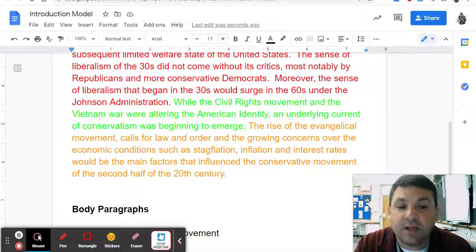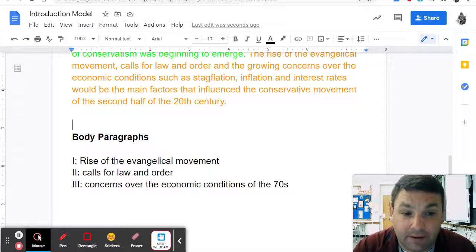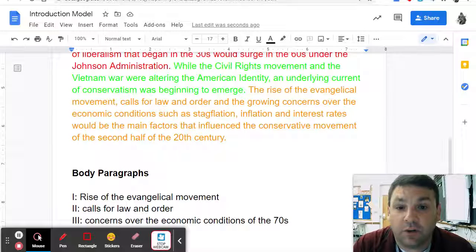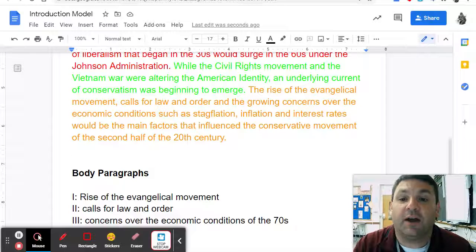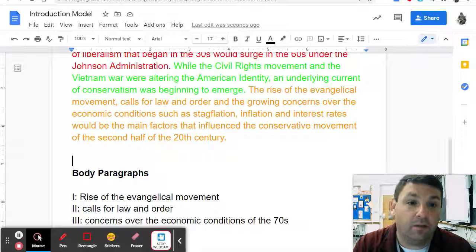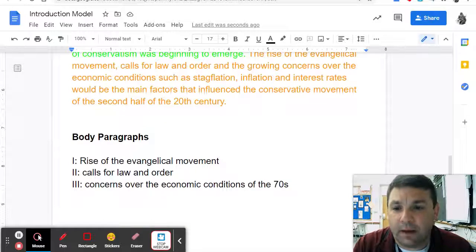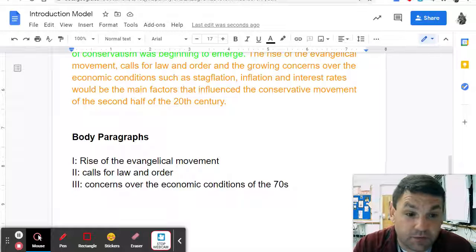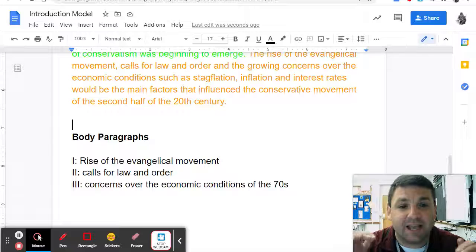Here's my examples. So here is what is going to be, yes, you guessed it, in my body paragraphs. So my body paragraphs are going to reflect my lines of reasoning. My topic sentences in my body paragraphs are going to reflect body paragraph 1, the rise of the evangelical movement. Body paragraph 2, the second line of reasoning, calls for law and order. And then growing concerns over the economic conditions. So it's nice and concise.